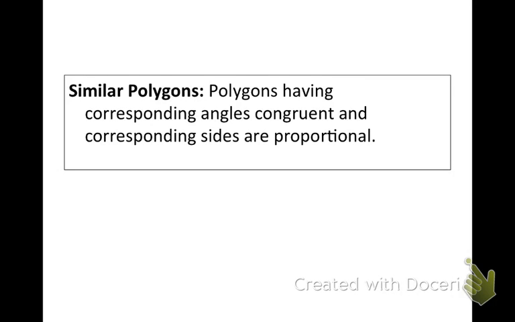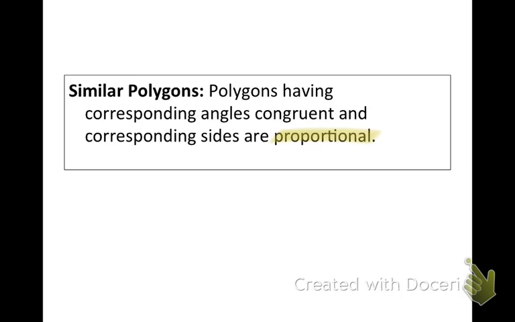and corresponding sides are proportional. So similar polygons are polygons having corresponding angles congruent. But now what's happening is you have corresponding sides that are proportional.